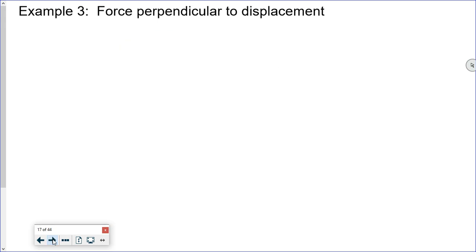What about if the force is perpendicular to the displacement? Well, in either of those examples, here's my box, 10 kilograms. Let's say it's sliding along this way still.